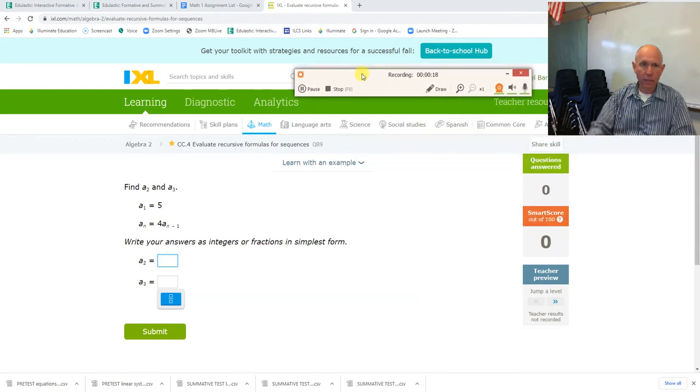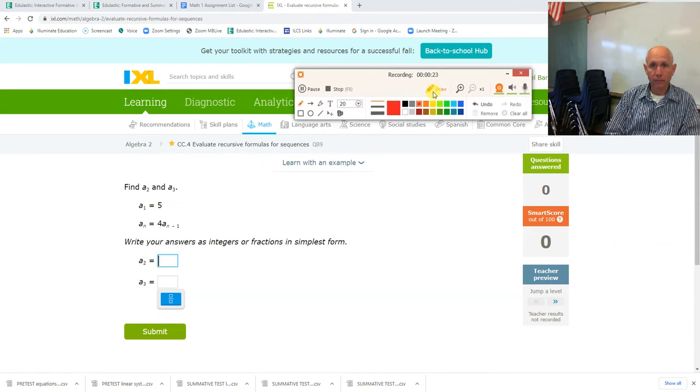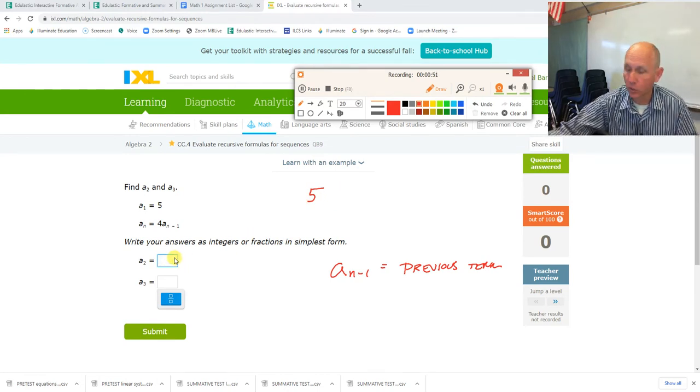Let's do this. All right, so it's saying the first term is 5. And then I look at the previous term and I multiply it by 4. And I think you learned in my lessons that a sub n minus 1 is a fancy way of saying previous term. So this is saying, look back and multiply it by 4. So a sub 1 is 5. Look back and multiply it by 4 would be 5 times 4, which is 20.